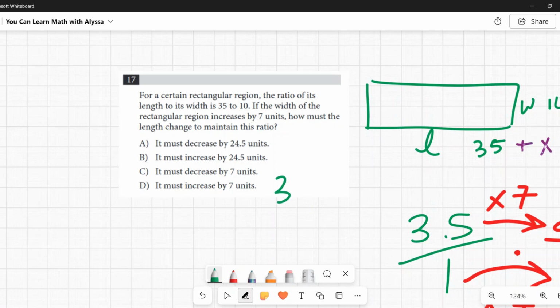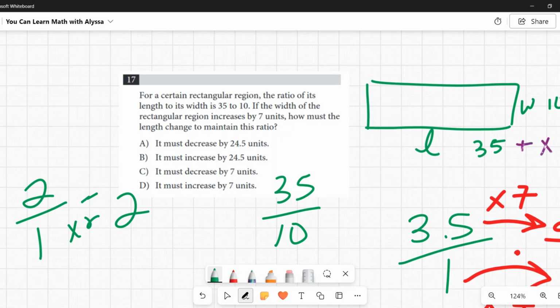And with ratios, when things stay proportional, they go up. Like say if this was 2 to 1 and the bottom went up to 2, we'd multiply by 2. What will we need to do to the top? Multiply by 2. It's that principle. Ratios are fractions. We're changing fractions, we're multiplying. We're never adding to keep those fractions the same. They have to be multiplying to keep the fraction the same.